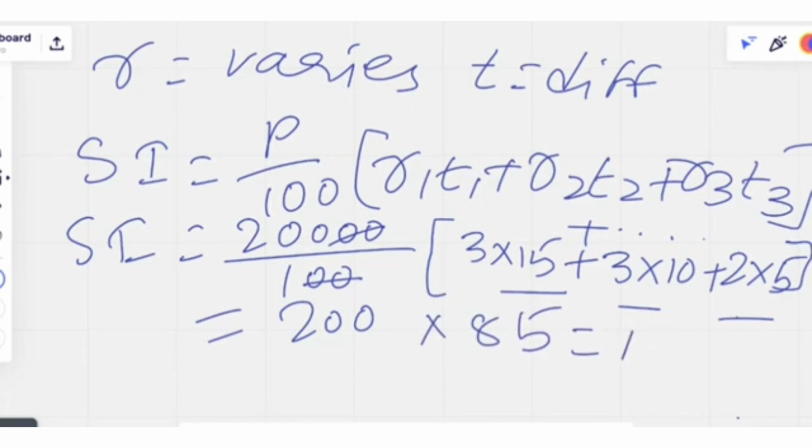So see friends, how easy it was. It is a simple one step answer. Whenever you are reading these kind of problems, if you have this formula in your mind, if you have memorized this formula, so simple interest is given by P by 100 for different time periods, we can directly answer this in a single step. See friends, how time saving it is.